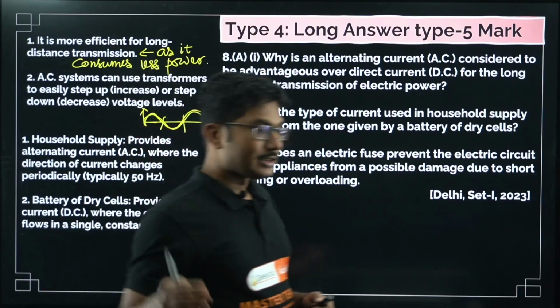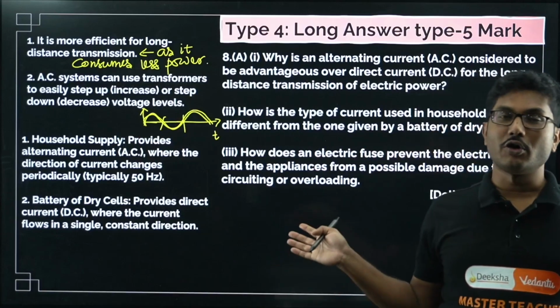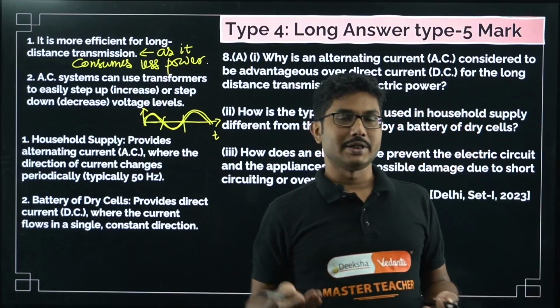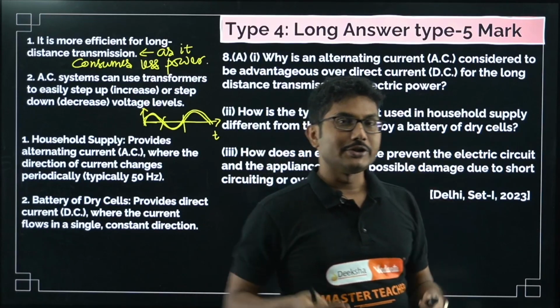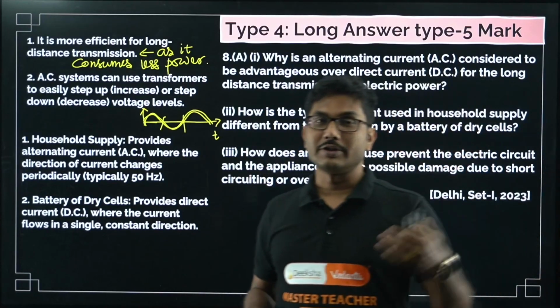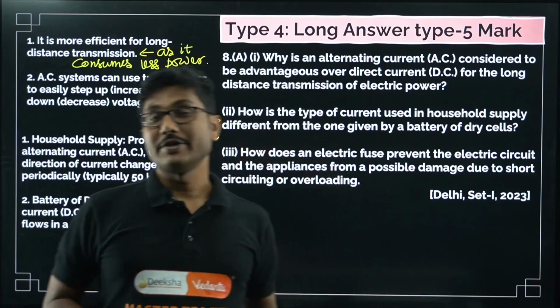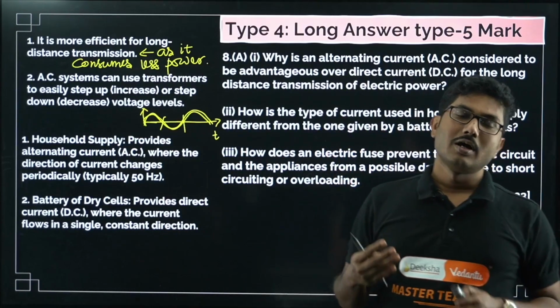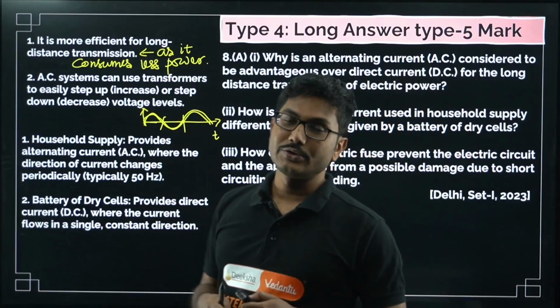If you are using DC, then you have to change all of your other devices. Maybe charging your mobile phone will be easier, but switching on the fan, the AC, and the refrigerator will be difficult. So you will need a new kind of circuit. Every device has to use a new kind of circuit.